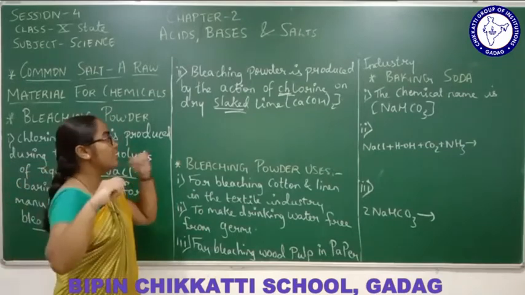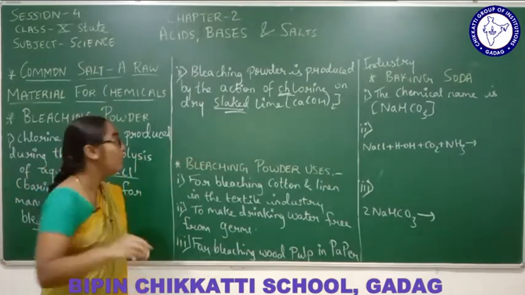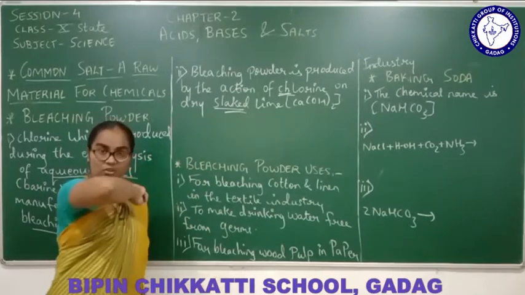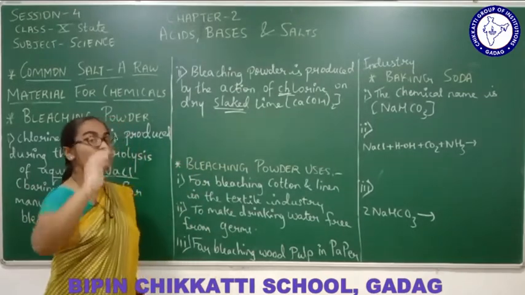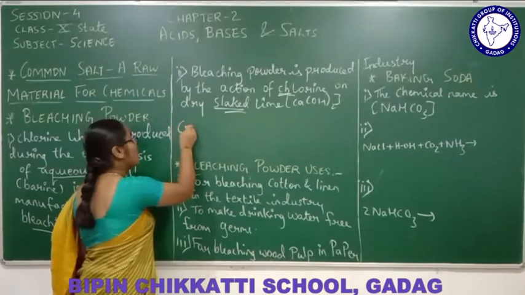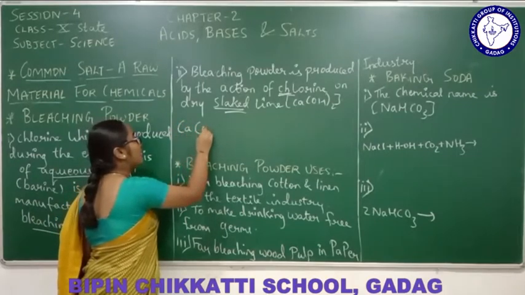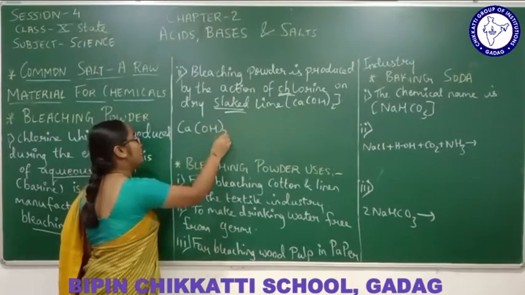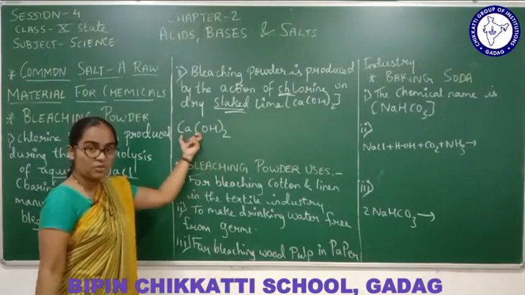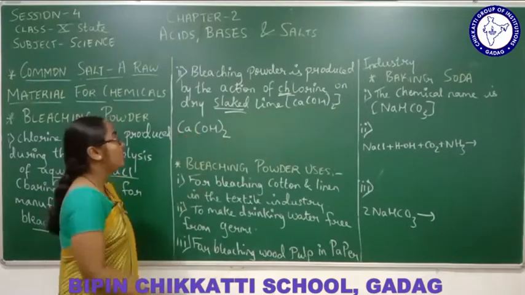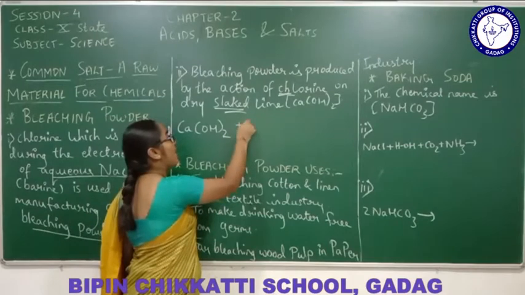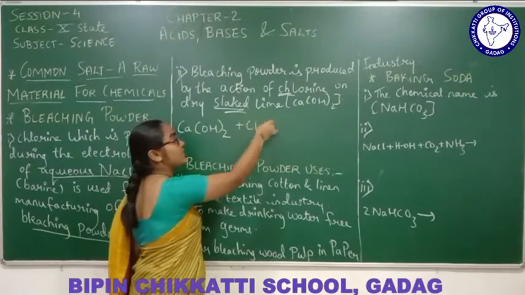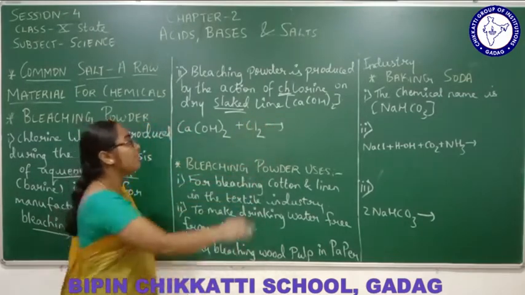Now let's understand by taking the reaction over here. What they took is calcium hydroxide, which is slaked lime. So let's take Ca(OH)2. This is calcium hydroxide, which is slaked lime. Now to this they are passing chlorine gas, correct? They are passing chlorine gas.